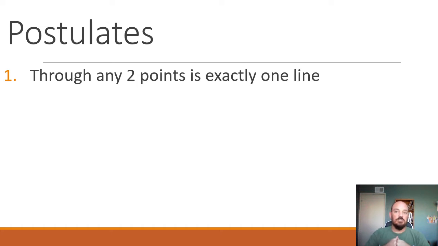So here's our first postulate. Through any 2 points is exactly one line. So what that means is if I drew 2 points here, maybe this is point P and this is point Q. And I said, how many lines go through both of those points? The answer is 1. If I draw a line that goes through those points, it is this line right here.